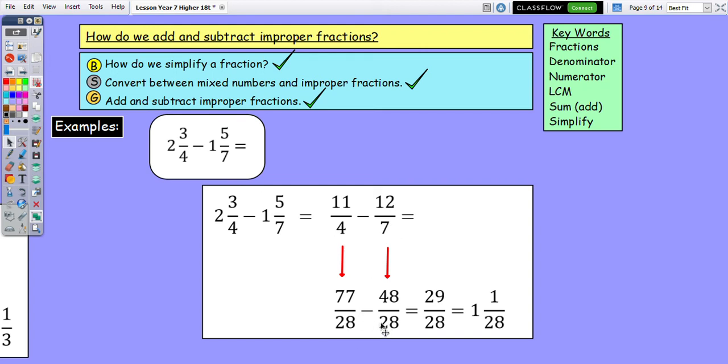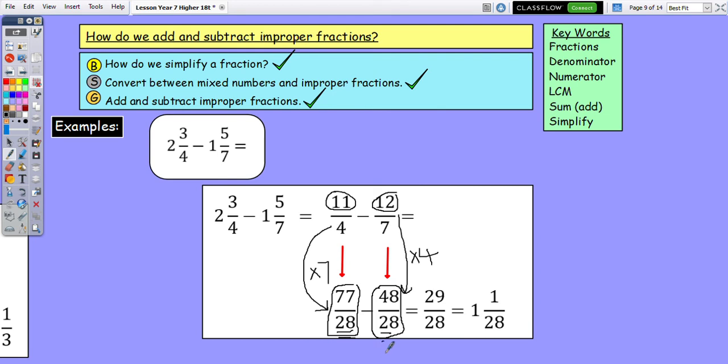I've got a common denominator. Then I ask myself, what have I done to 4 to get it to 28? I've multiplied by 7. You do the same to the numerator. What have I done to 7 to get it to 28? I've multiplied by 4. I do the same to the numerator. I've created 2 equivalent fractions. They're the same fraction, but they're now equivalent. Okay, and I've reached my goal in getting them the same.